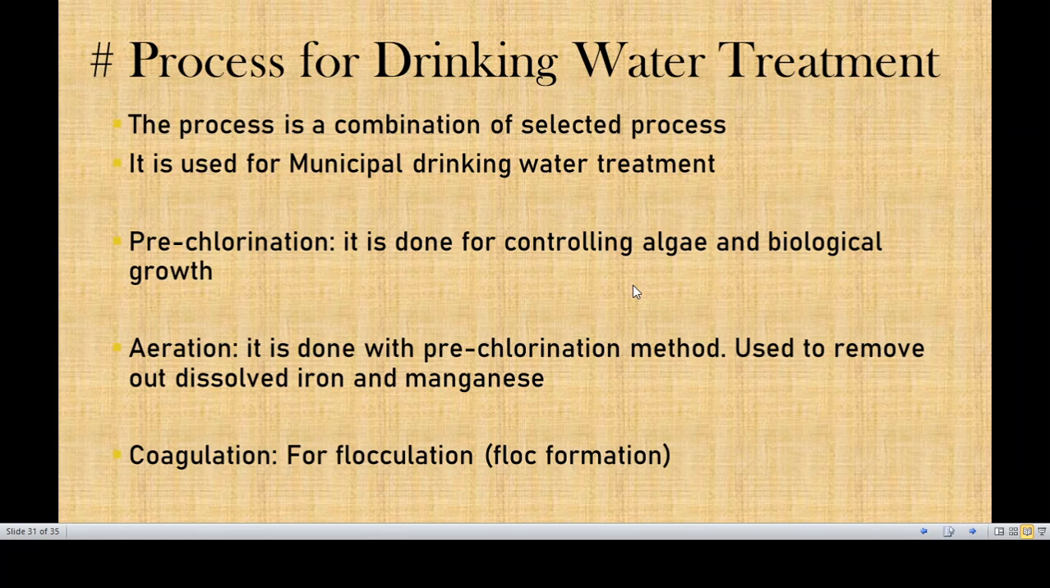The second method, that means after pre-chlorination, is called aeration. Now aeration is done for removing harmful products such as iron and manganese. If you remember the BIS chart, we have seen that iron, if it is present at 0.3 only, is acceptable. If it exceeds that, there is no relaxation. So similar goes with aeration.